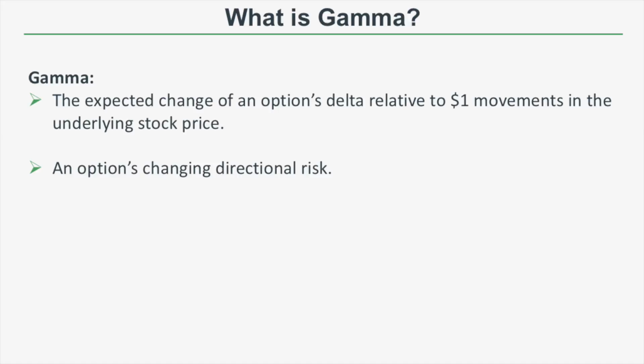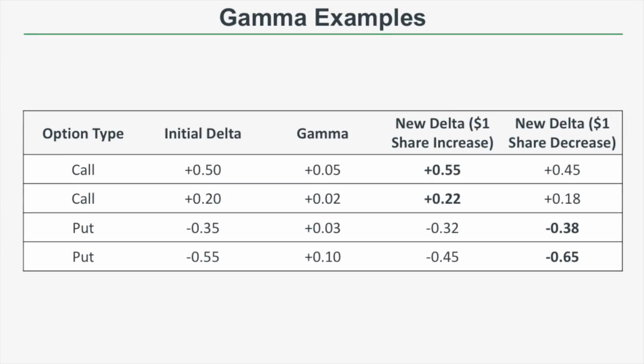If you're familiar with delta, you may know that delta is actually not static. An option's delta will change as the stock price changes. That change in the option's delta can be predicted by gamma. So gamma represents an option's changing delta, or directional risk. Now let's go through some basic examples to show you how gamma is applied to various options.